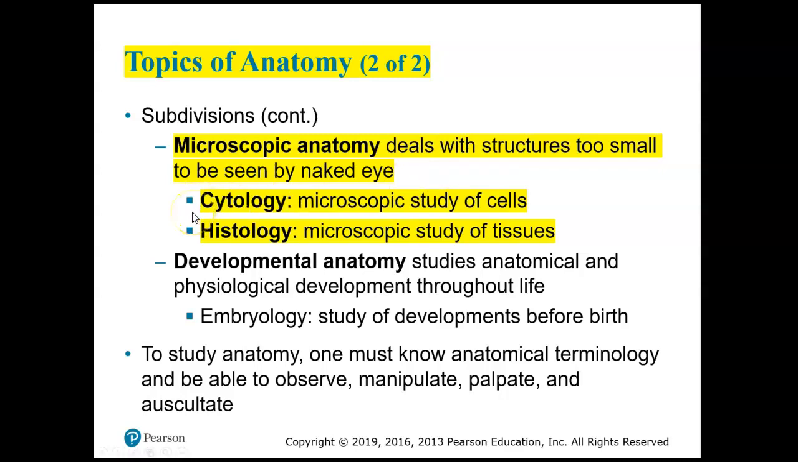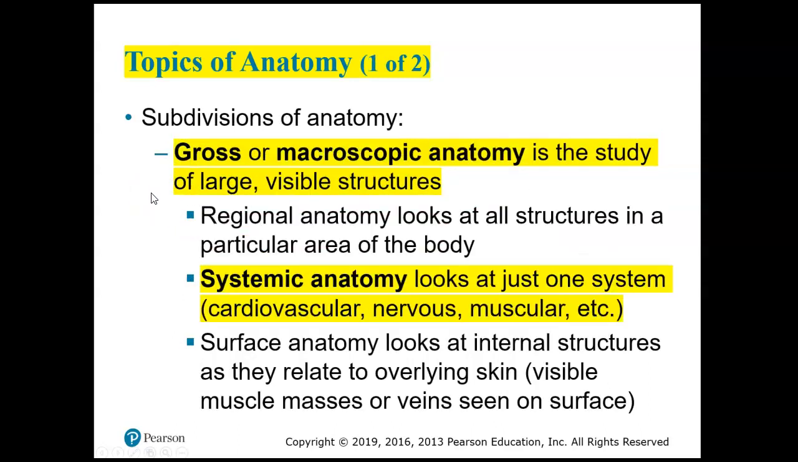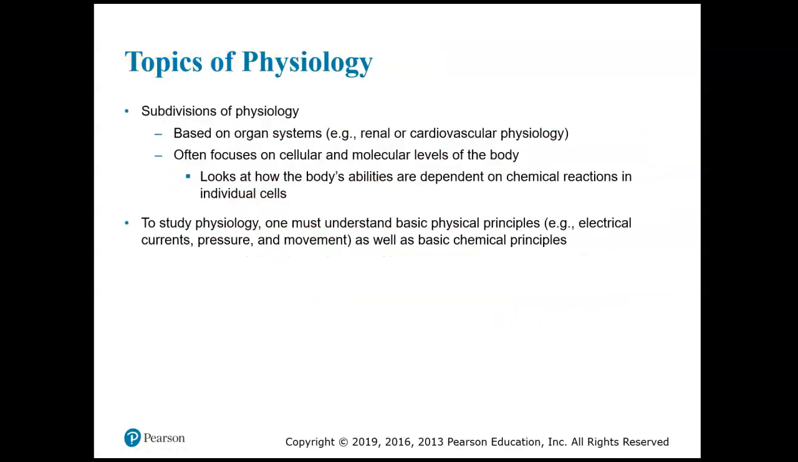So when we study cells, that is called cytology, and that will be covered in chapter 3. And when we study tissues, that is called histology. That will be covered in chapter 4. So these are the two areas of microscopic anatomy. When we study the body systems, that is gross or macroscopic anatomy.